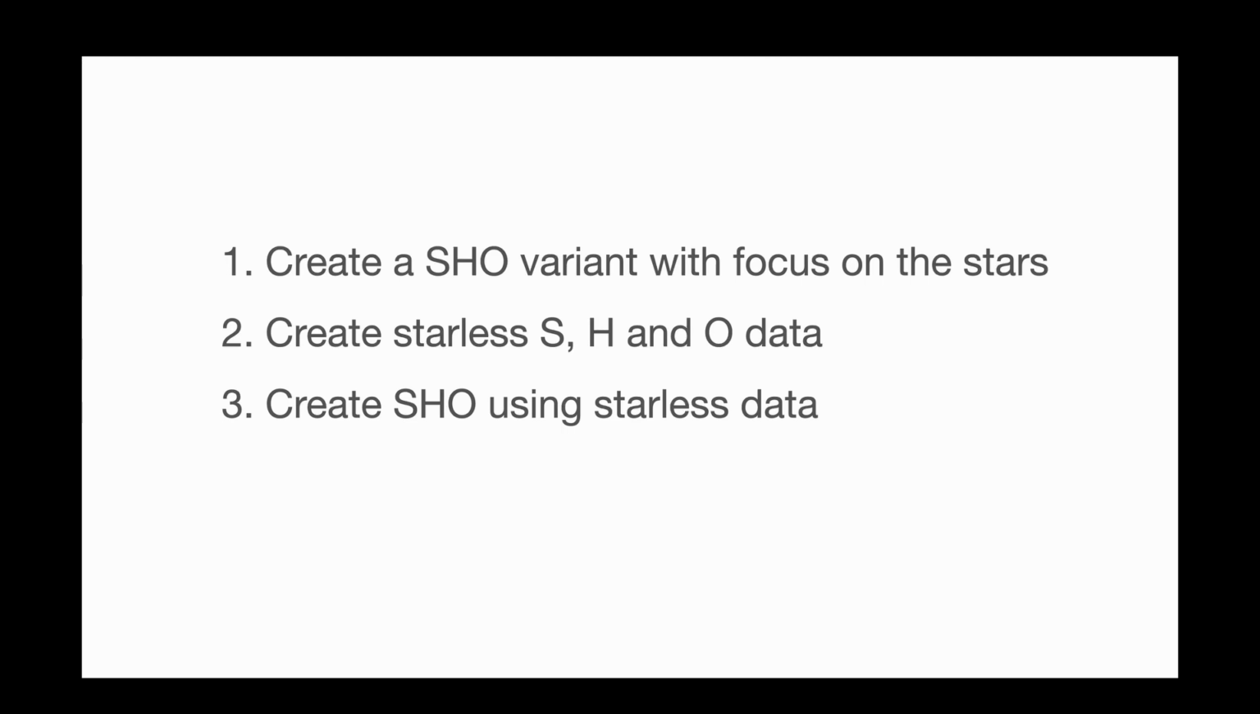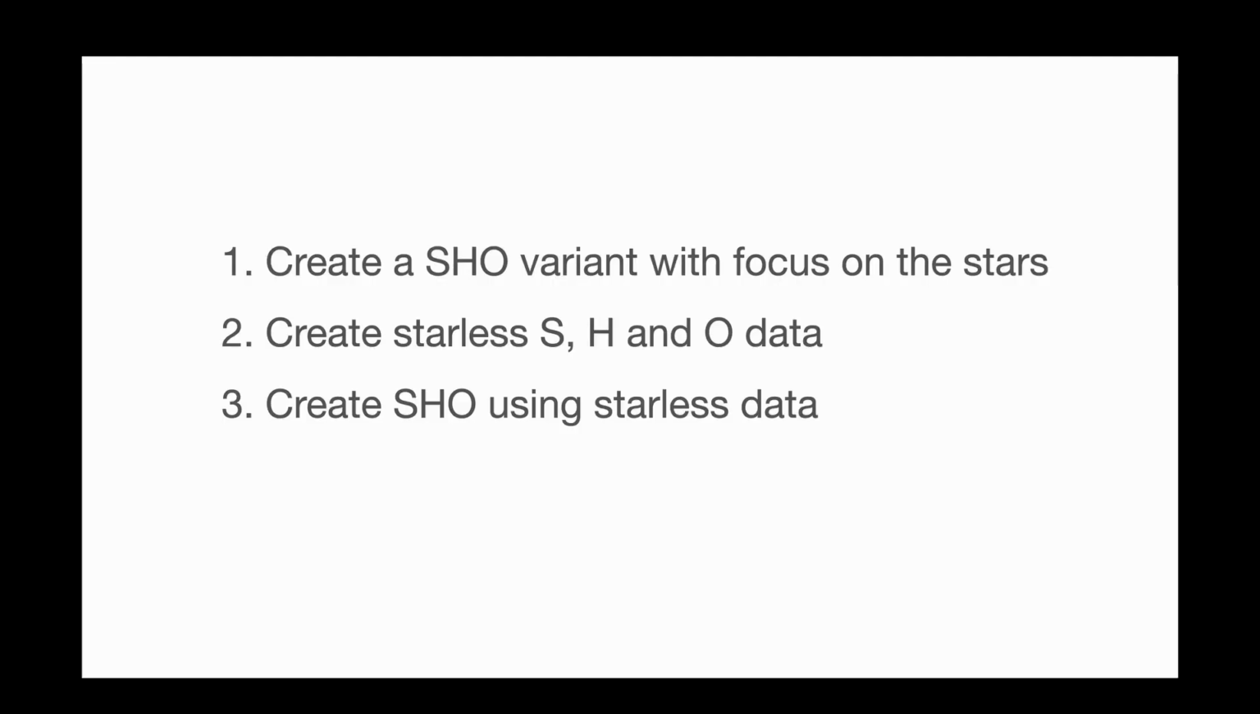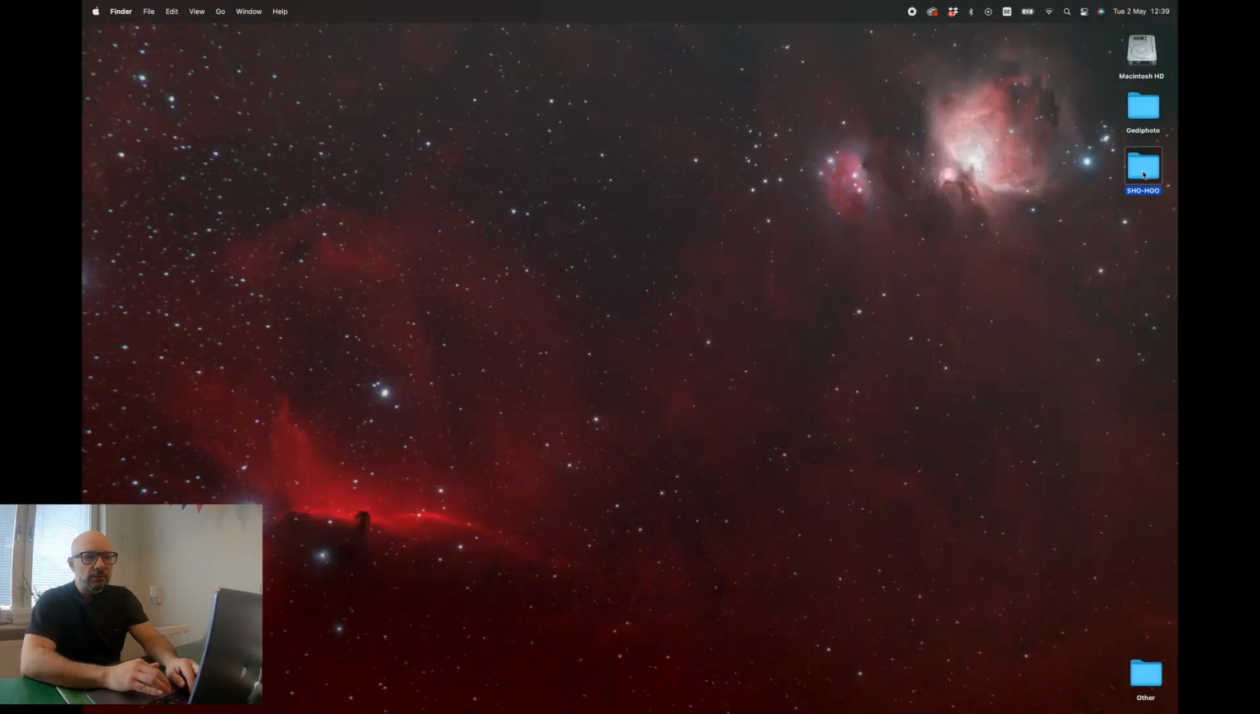Next step is to create the actual SHO image using the starless variants, and in the end I just added the SHO stars that I created on step 1 to make a final image. So let's dive into the computer and I'll show you guys how I work. Alright, so here we are.